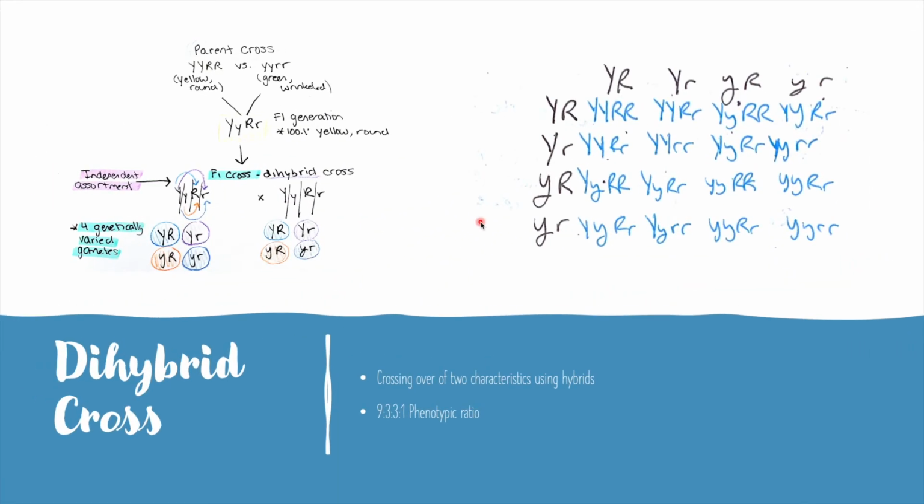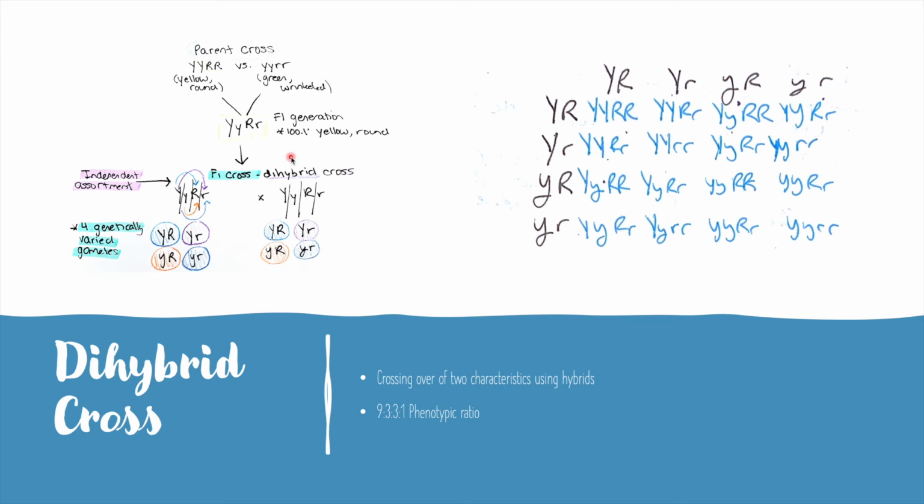Next, let's discuss the dihybrid cross. The dihybrid cross occurs with the crossing over of two characteristics using hybrids. So, the two parents are heterozygous for two traits rather than just one as with the monohybrid cross. Mendel first conducted true breeding with yellow round pea plants and green wrinkled pea plants. He then did a parent cross, and 100% of the offspring were a hybrid genotype, yellow round. This is the F1 generation.